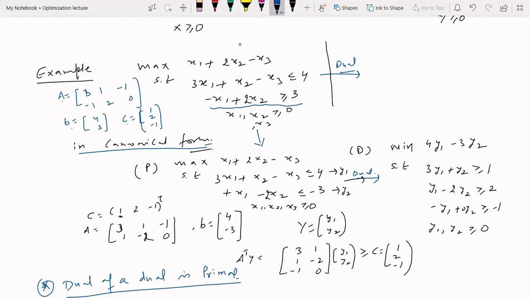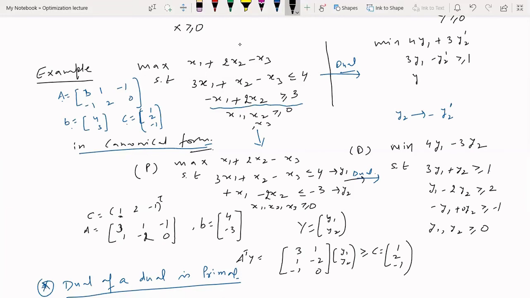For this, we need to look into the things that if I change y2 with minus y2 dash, okay, so what will be my problem? My problem will become something like this. It will be minimizing 4y1 plus 3y2 dash, because I'm changing into this form. So my constraints are what? This is 3y1 minus y2 dash greater than or equal to 1.